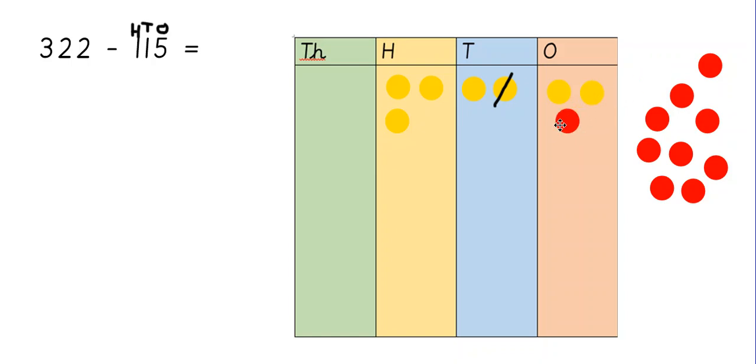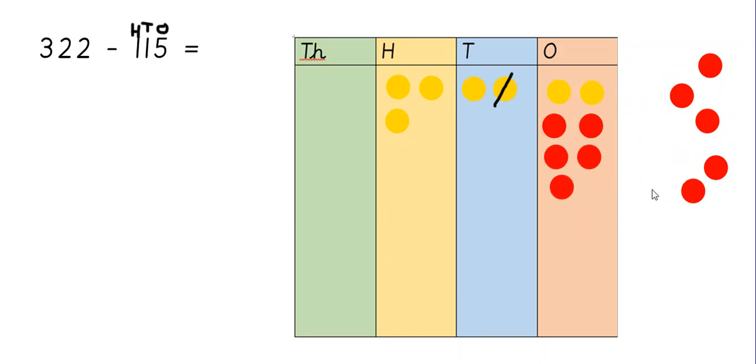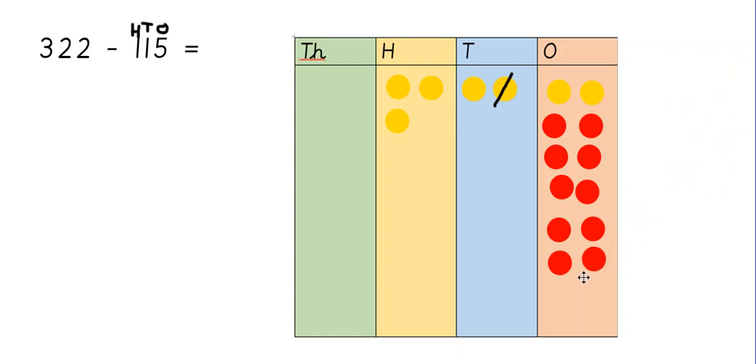So remember, because there's 10 ones in 1, we're going to give 10 ones to the ones column. So we've got 4, 5, 6, 7, 8, 9, and 10. Okay, so now we can take 5 away because we've got 1, 2, 3, 4, 5, 6, 7, 8, 9, 10, 11, 12 in our ones column. So we're going to do 12 take away 5.